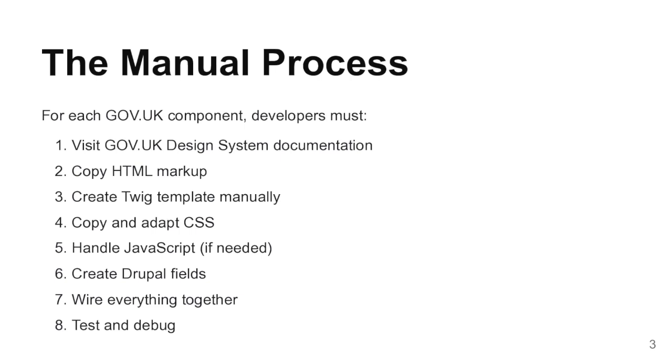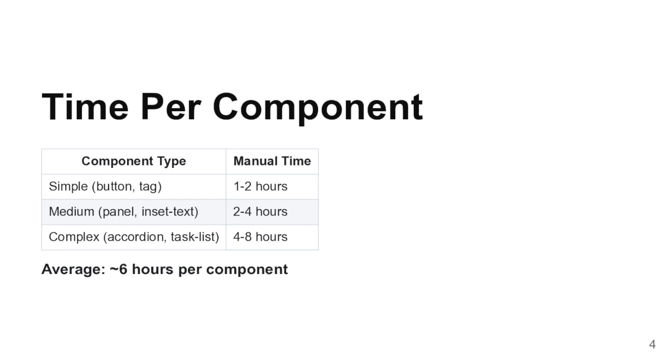For a simple component like a button, this might take an hour or two. For something complex like an accordion or task list with dynamic sections, 4 to 8 hours, maybe more. And here's the real problem. Every council, every project, every developer does this from scratch. There's no consistency, no shared code, no quality assurance.